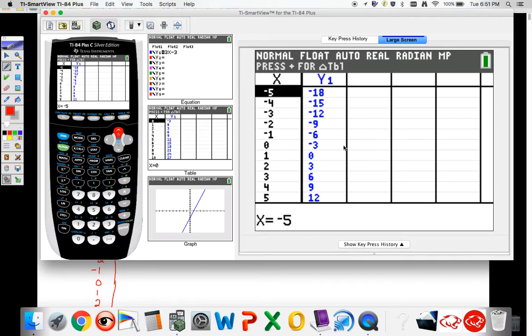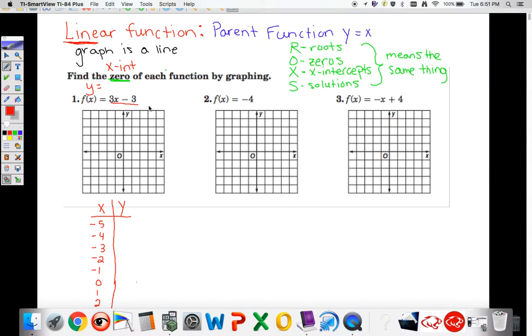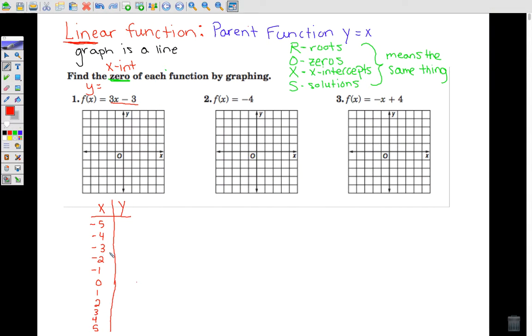So we're going to copy all these y values onto our paper. Let me go back to my paper. For -5, we should have -18. -4 was -15. Then -12, -9, -6, -3, 0, 3, 6, 9, and 12.